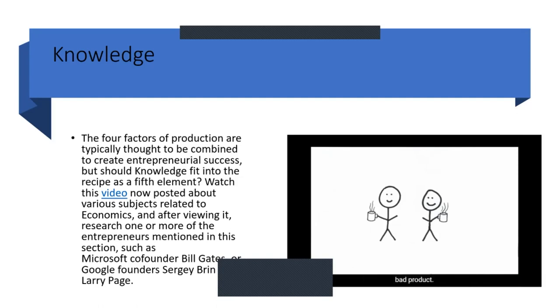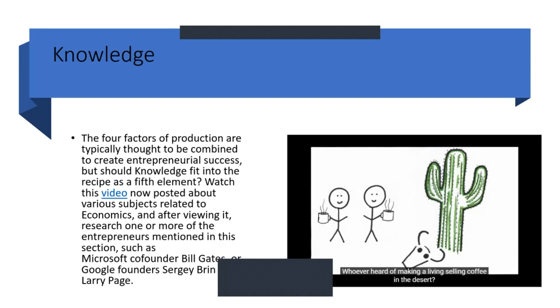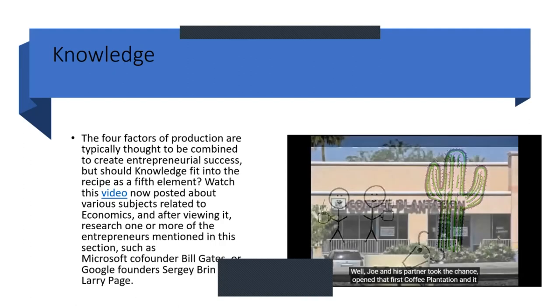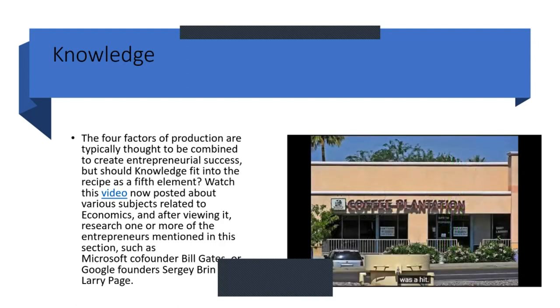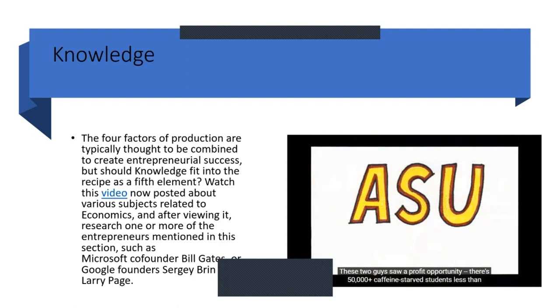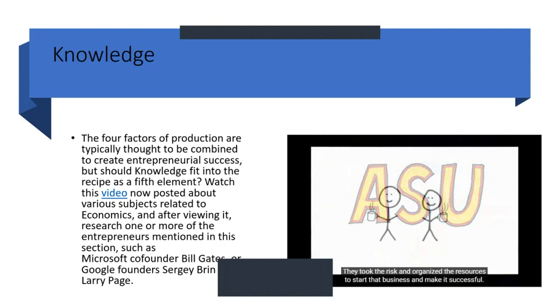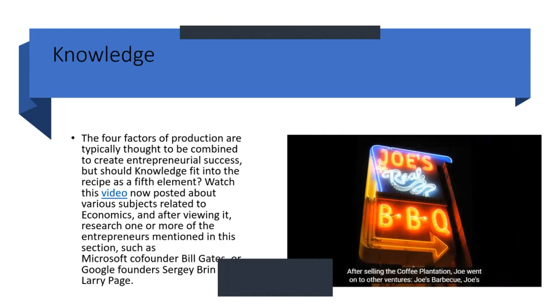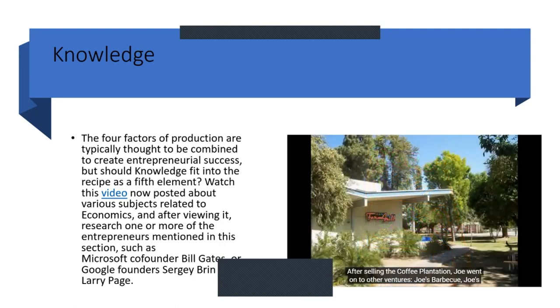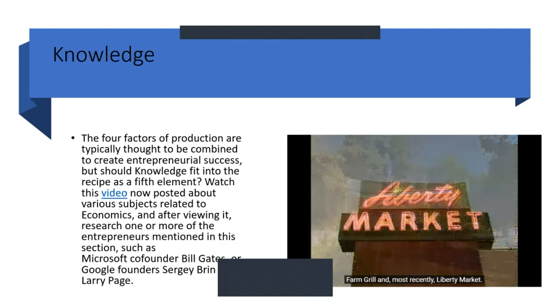Bad location, bad product, who ever heard of making a living selling coffee in the desert? Bad idea. Well, Joe and his partner took a chance, opened that first coffee plantation, and it was a hit. Within a few years, they sold it off for millions. These two guys saw a profit opportunity. There's 50,000 plus caffeine-starved students less than 2 miles away. Come on. They took the risk and organized the resources to start that business and make it successful. After selling the coffee plantation, Joe went on to other ventures, Joe's Barbecue, Joe's Farm Grill, and most recently, Liberty Market. That's entrepreneurial ability, folks.